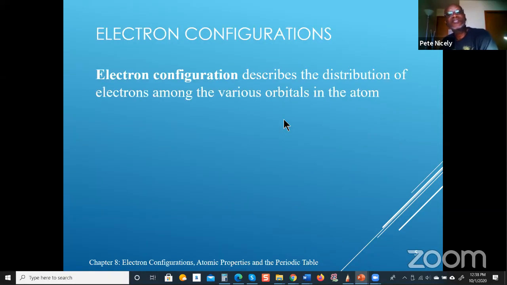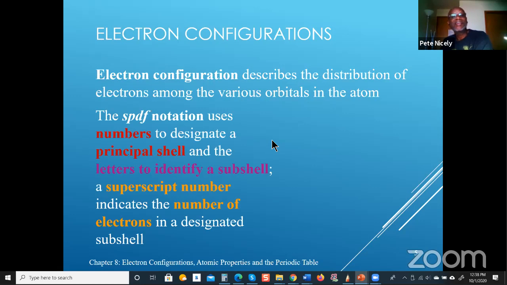So now this brings us to the topic of electron configuration. Whenever you hear or see this term electron configuration, basically what it means is how the electrons are distributed among the orbitals that are present in the atom. There are a couple of ways we can express the electron configuration, all right? We can use what is known as the SPDF notation. And this uses numbers to designate the principal shell and the letters to identify the subshell, and a superscript number which indicates the number of electrons in the designated subshell.